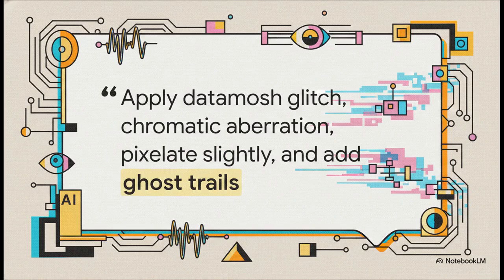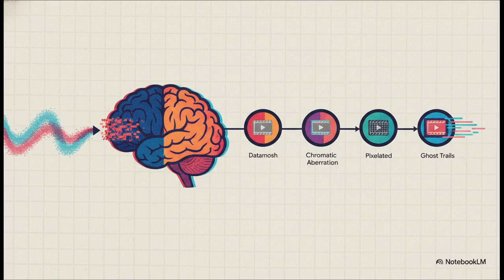Okay, but what if you want a really specific, artistic look? This is where it gets really fun. You can literally just stack effects together in one sentence, just describing the vibe you're going for. And the agent just gets it. It understands that whole request and applies each effect one after another. It knows what datamosh is, it knows chromatic aberration, and it layers them all together to create this unique, stylized look, all from that one prompt.